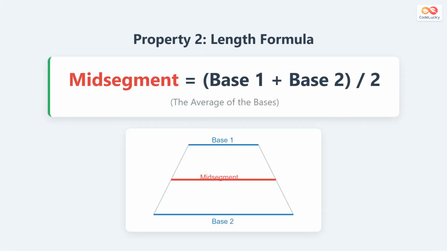The second property is about its length. The length of the midsegment is exactly the average of the lengths of the two bases. Mathematically, you can find this by adding the length of base 1 plus the length of base 2, and then dividing the result by 2.